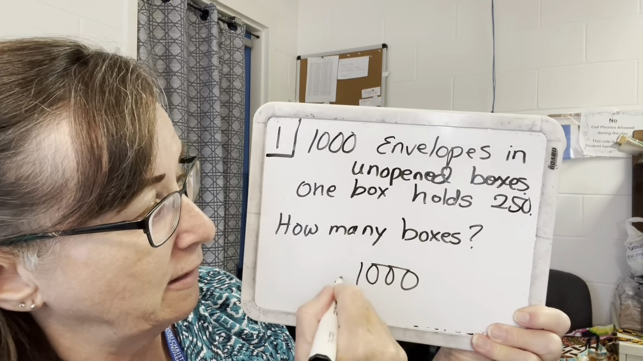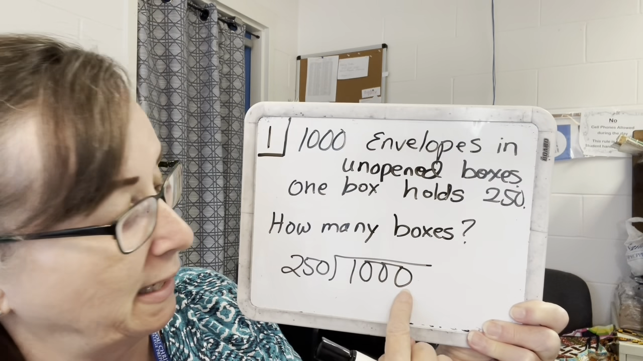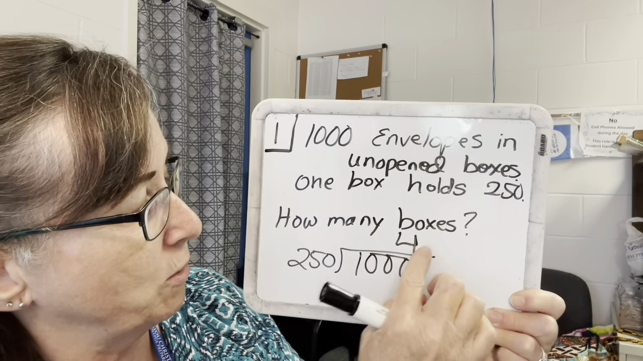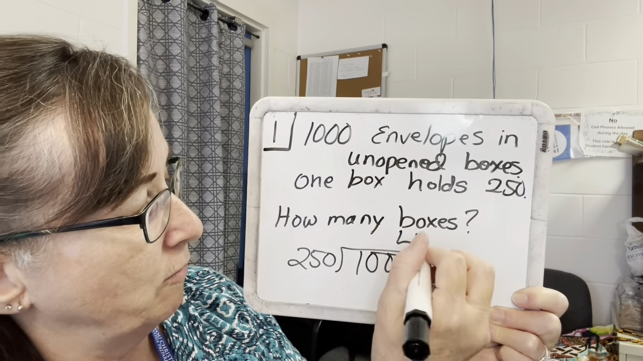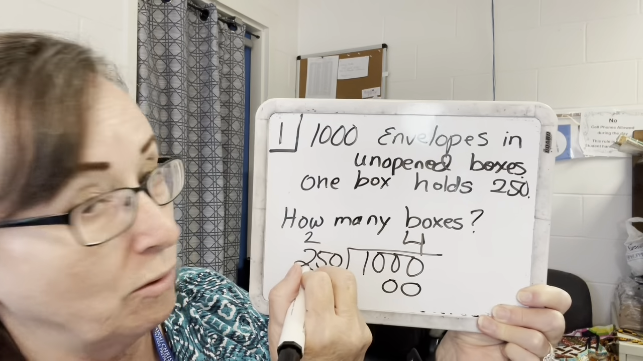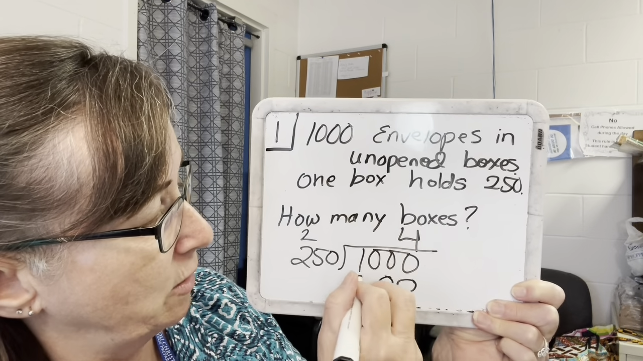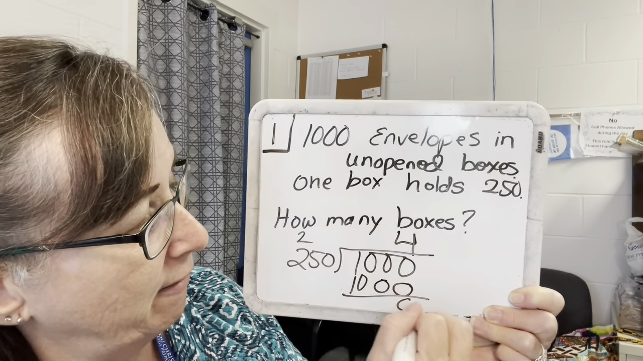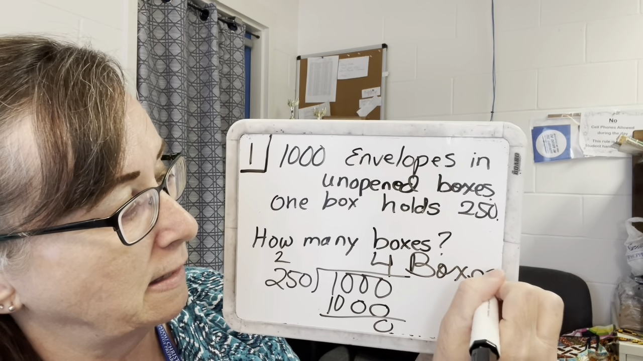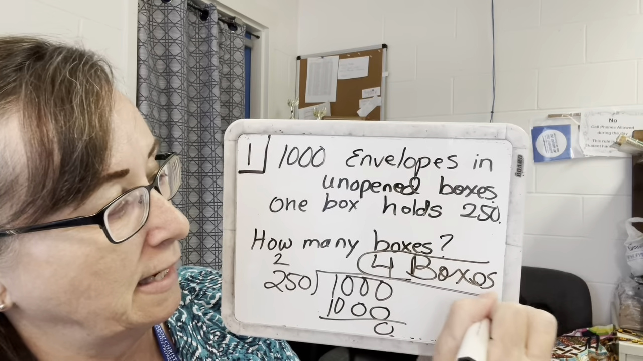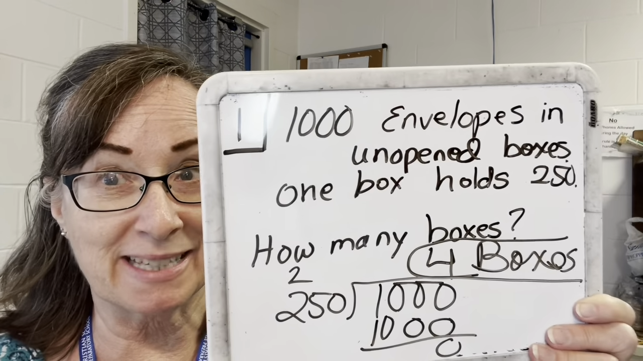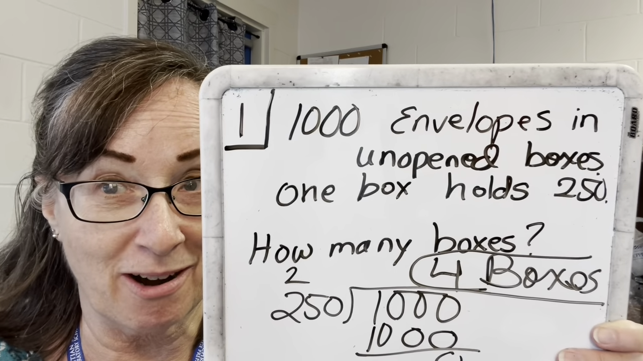250 doesn't go into 10 or 100, but it does go into 1,000 4 times. 4 times 0. 4 times 5 is 20. 4 times 2 is 8. Plus 2 is 10, and there are 4 boxes of envelopes. Okay, we're going to do a few more problems, and then you're going to be done and ready to go on your own.